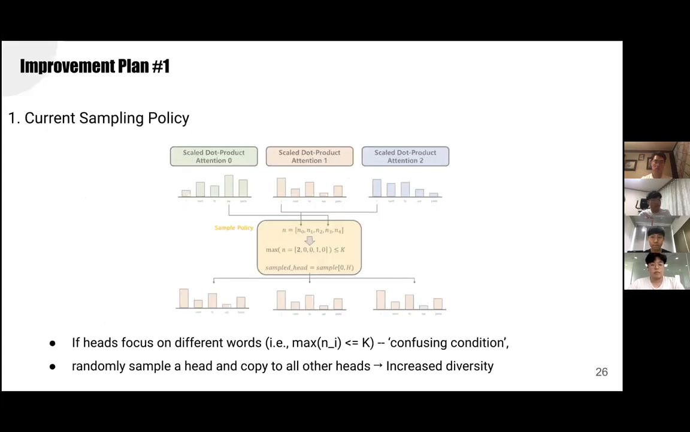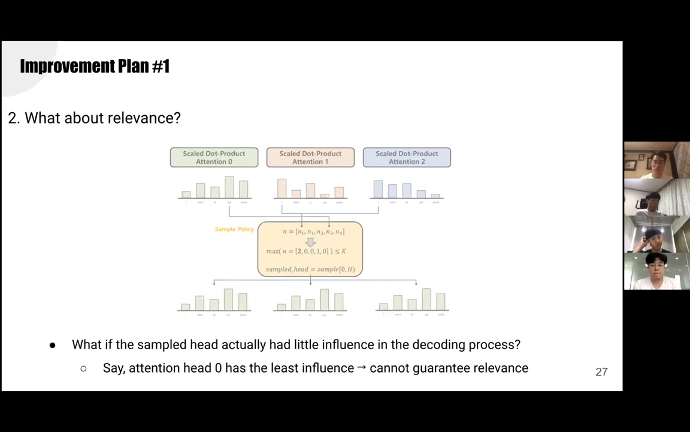Our first line of improvement focuses on the sampling policy of the attention heads. Currently, if the heads focus on different words, the model randomly samples a head and copies its value to all the heads. So the random sampling here leads to increased diversity. But the issue is that if the sampled head actually had the least influence in the decoding process, then we might not be able to guarantee the relevance of the output sentence.